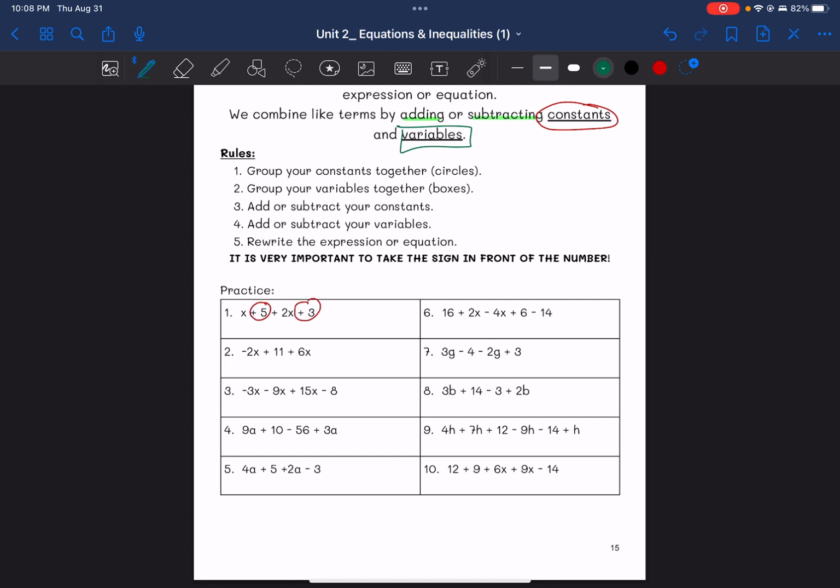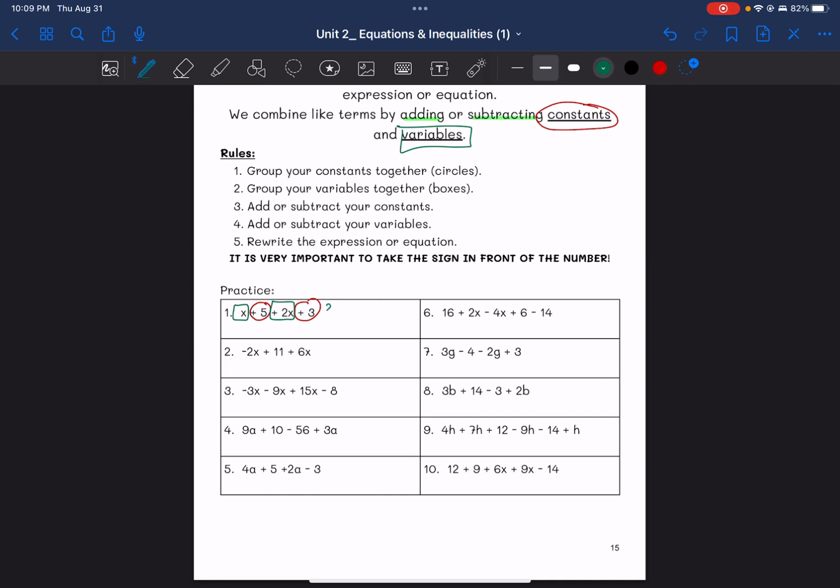Okay, now it says in step 2, group your variables together. So this is your variable, but then over here I have a positive 2x because it has an x. That is a variable term. All right, now we are going to add. Okay, I'm going to start with the variable terms.